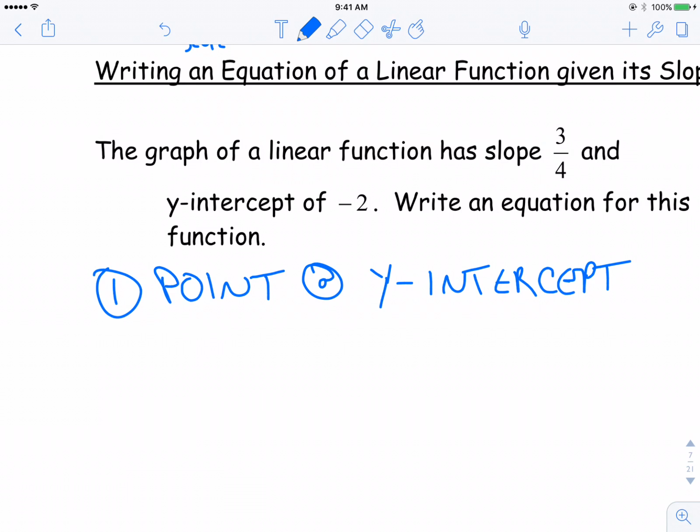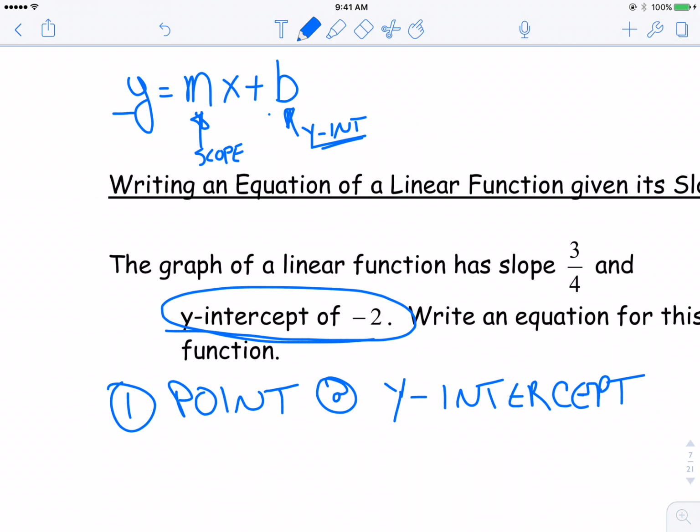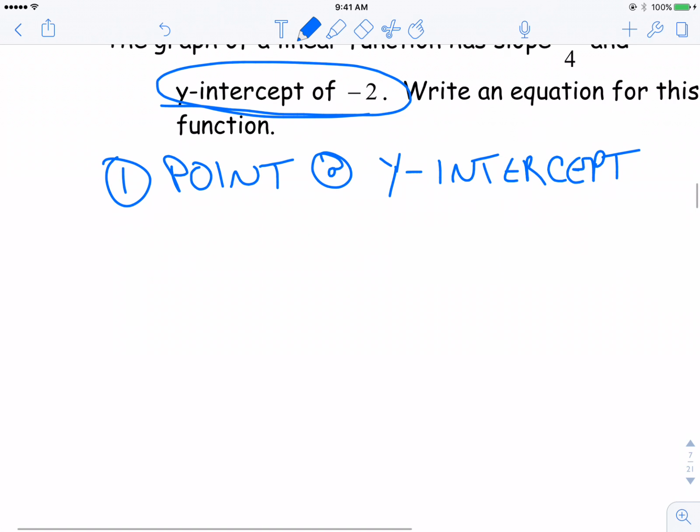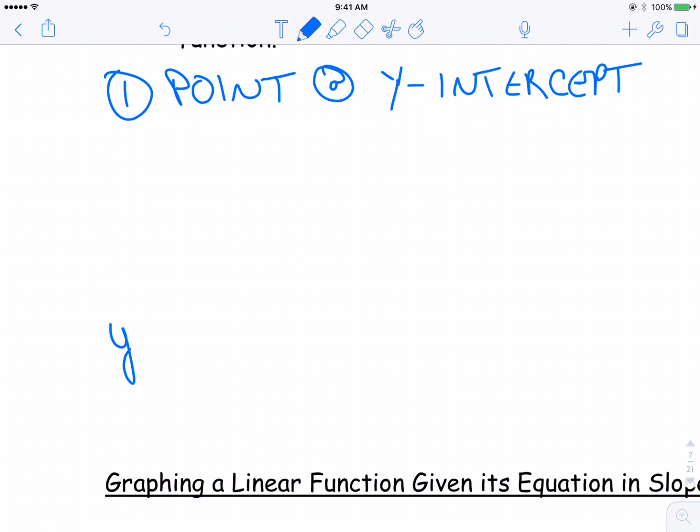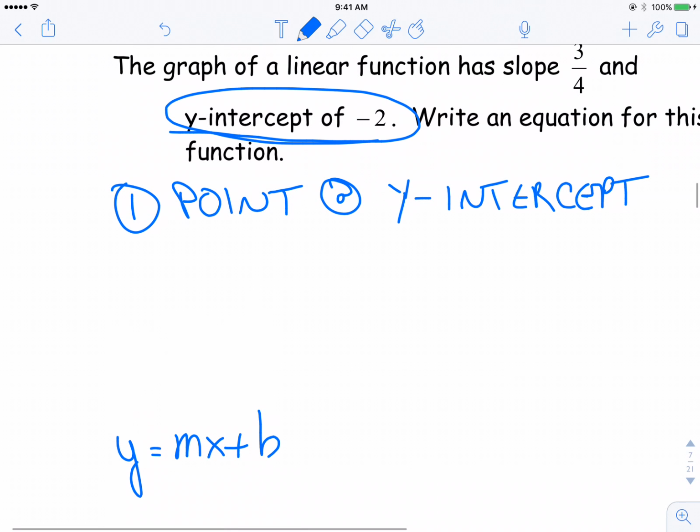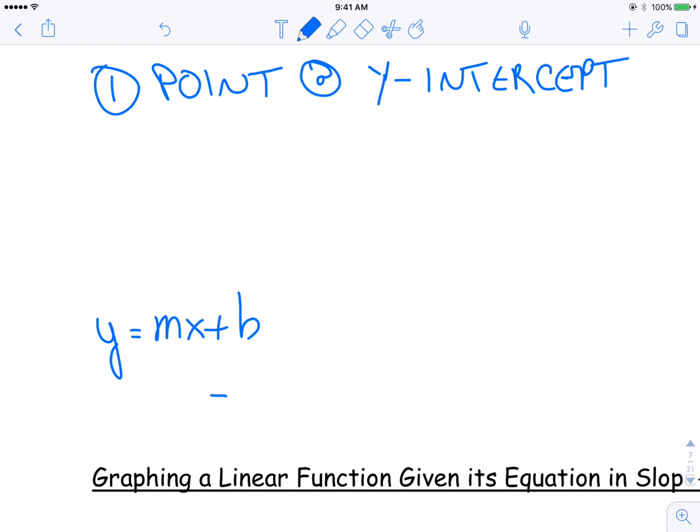Here the question tells us the graph of a linear function has the slope 3 over 4 and a y-intercept of -2. Write an equation for this function. Oh, I guess we got to write the equation first. But here we know the y-intercept is -2. If we look at our equation, y is equal to mx plus b. I know my y-intercept is -2. This becomes -2.